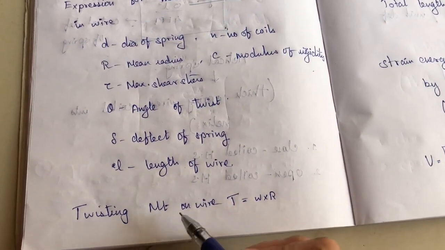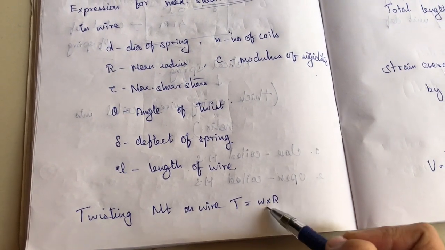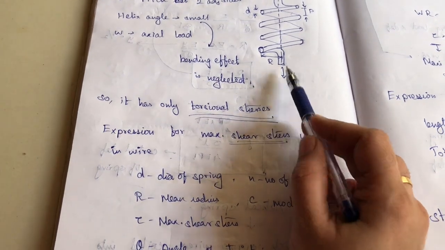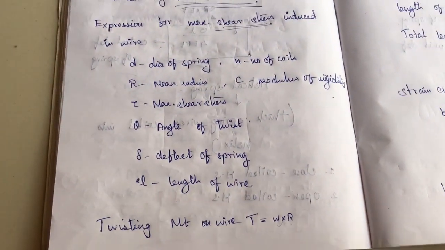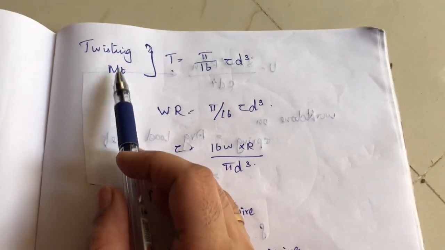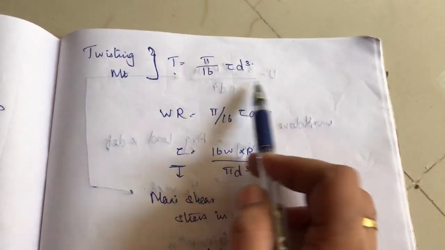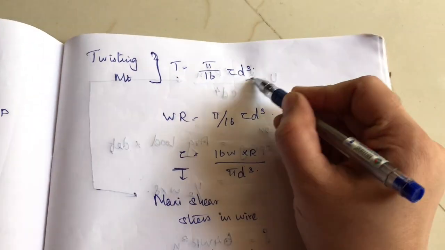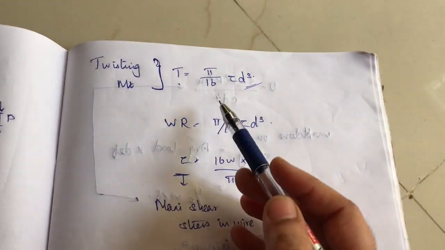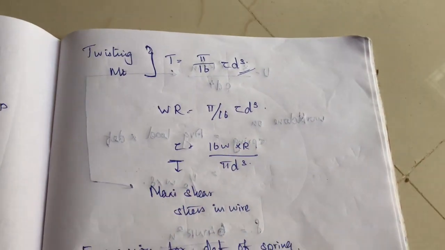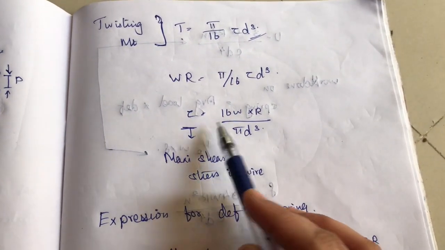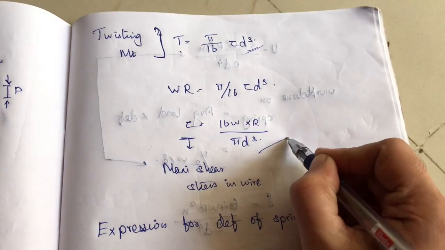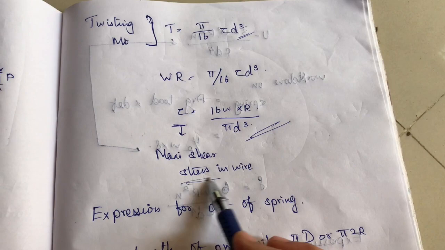First, the twisting moment on the wire will be W into R. This is the moment, load into distance. Next, we know the twisting moment is also equal to pi by 16 tau d cube. So we know two expressions for the twisting moment. Just equate them and you will get tau as 16 W R by pi d cube. This is the answer for the maximum shear stress.